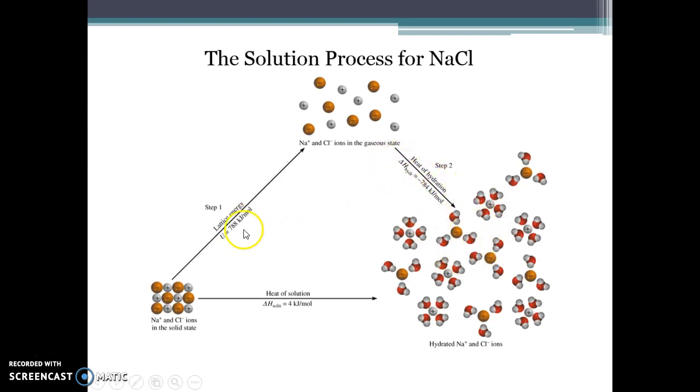So the difference between how much it takes to break up the lattice and how much you get out by forming those hydration bonds is going to give you your delta H. Sometimes it takes more energy to break the ions up. Sometimes you get more energy out when you hydrate the ions. So it really depends. Bottom line is the heat of solution is going to be the addition of the two steps, because one of them is endo, one of them is exo. Whichever one is greater is going to give you the overall sign of your delta H.